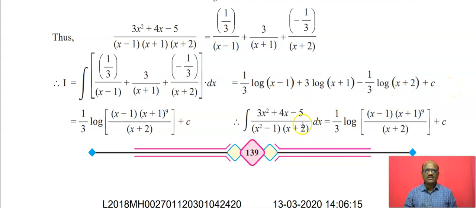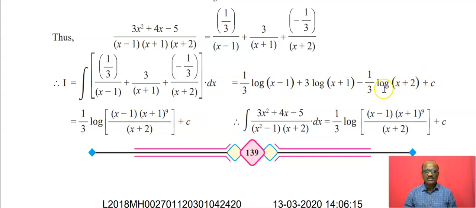And if we simplify this, we can take 3 as common. If we take 3 as common, then you will get 1 upon 3. Here is log of (x − 1) as it is. But in this case, there is no 1 upon 3. Therefore, multiply numerator and denominator by 3 here. Then you will get 9 upon 3. Then this bracket raised to 9, that is (x + 1) raised to 9.